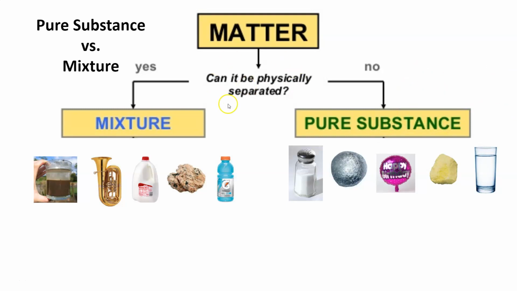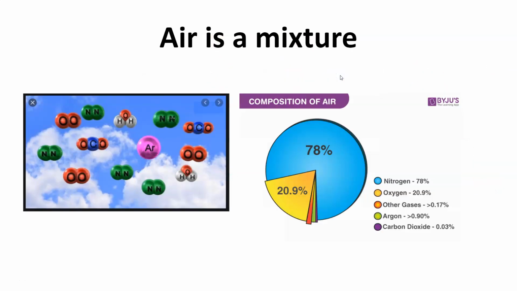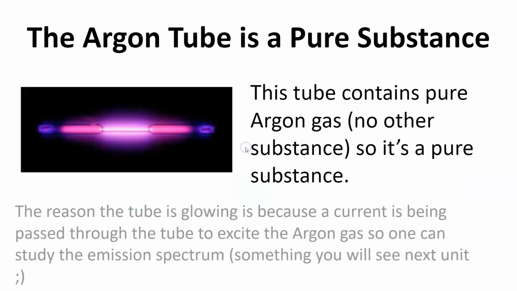But what does this physical separation mean? So let's take a look at examples of mixtures and pure substances, and then we'll talk about how they're separated. So air is an example of mixture. As you can see from the pie chart and also from this image here, air is made up of different types of gases like nitrogen, oxygen, argon, right? So all those different types of gases make up air, and they're all mixed together. Whereas on the other hand, this tube of argon is a pure substance because this tube only contains argon gas. There are no other types of gases in here, so that's a pure substance.